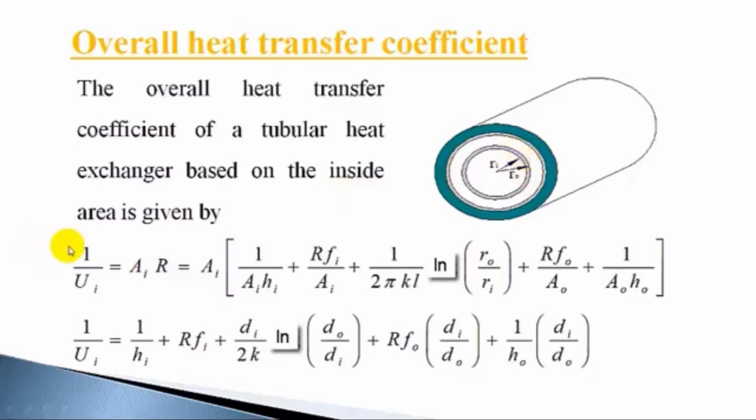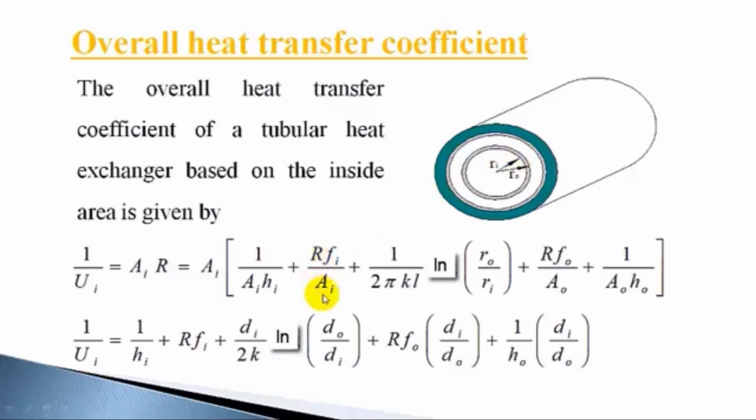So you can write 1 by UI is equal to AI into R, AI into overall resistance. Overall resistance: you have resistances in the flow path. First one is convection resistance. Convection resistance, you know, is 1 by AH. But here, inside area and inside heat transfer coefficient. For convection from inside, let us take that as HI. So 1 by AI HI is the inside convection resistance.